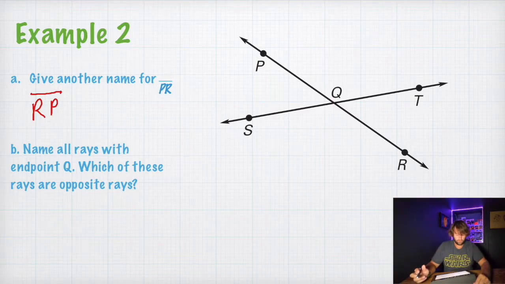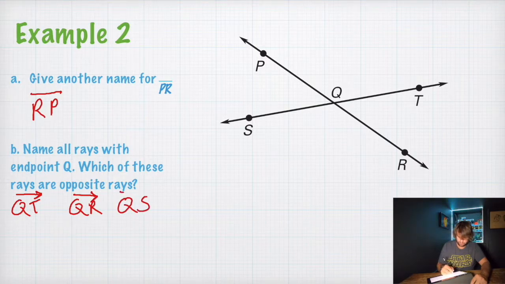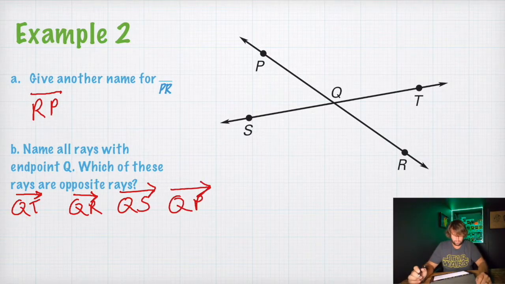Name all rays with endpoint Q. And then they want us to name which of these rays are opposite. So first we're just going to name all the rays with the endpoint Q. So we have QT, QR, QS, and QP. Okay, now that's all 4 rays that start with Q.